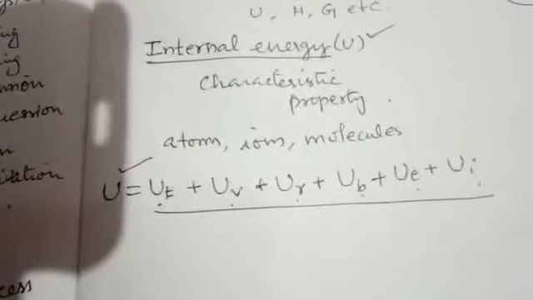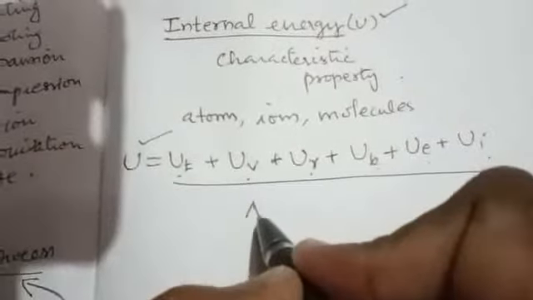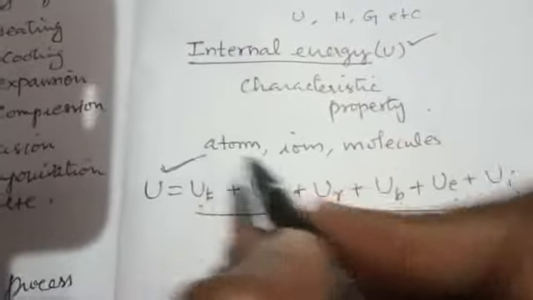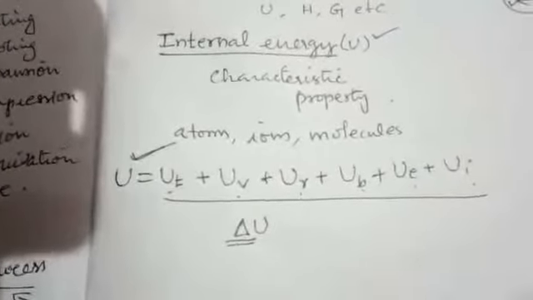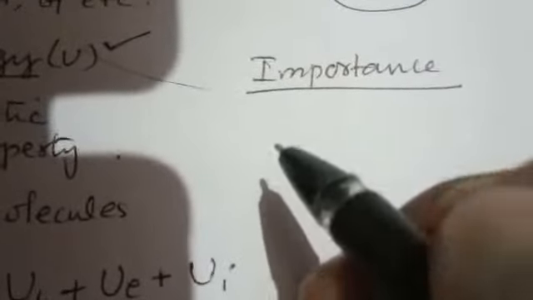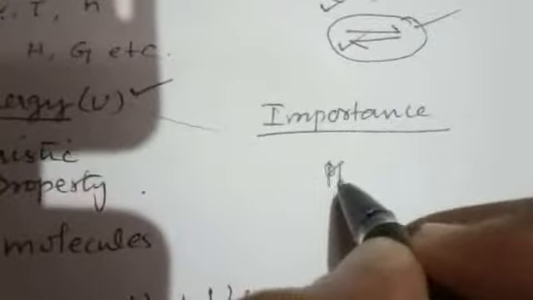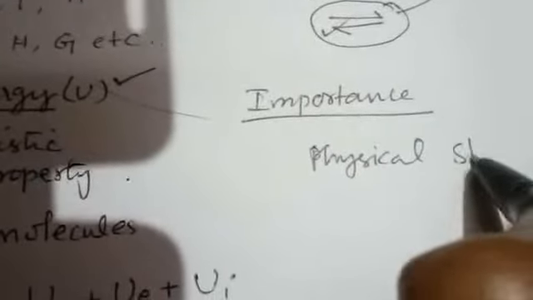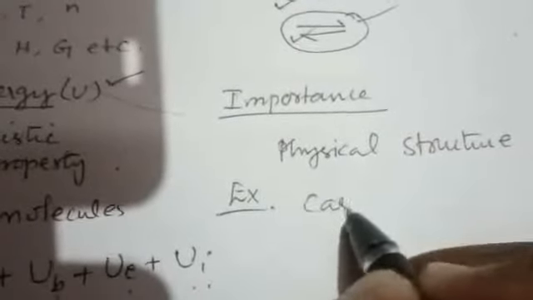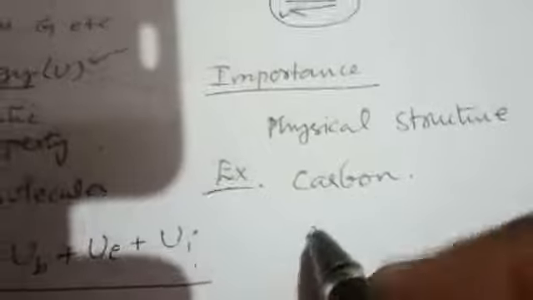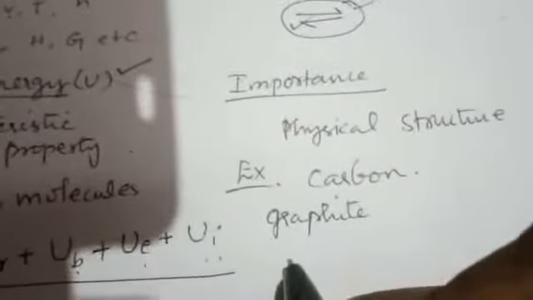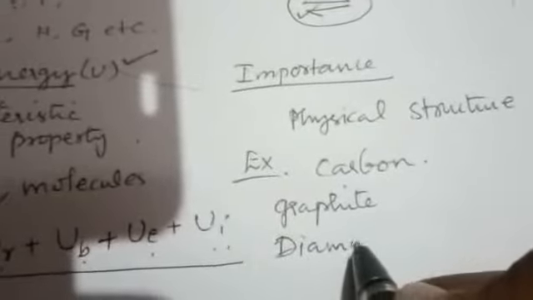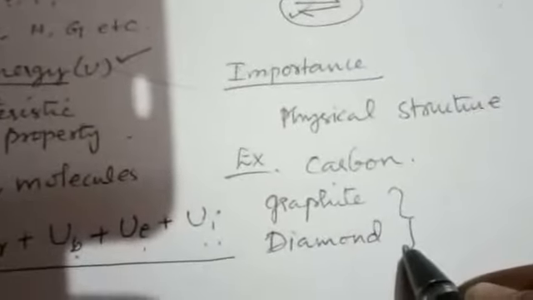In thermodynamics, we consider the change in internal energy, that is delta U, rather than the absolute value of internal energy. Internal energy of a substance differs with physical structure. Example: carbon, namely graphite. Graphite contains carbon, and diamond also contains carbon. So if the physical state is different, the structure is also different.